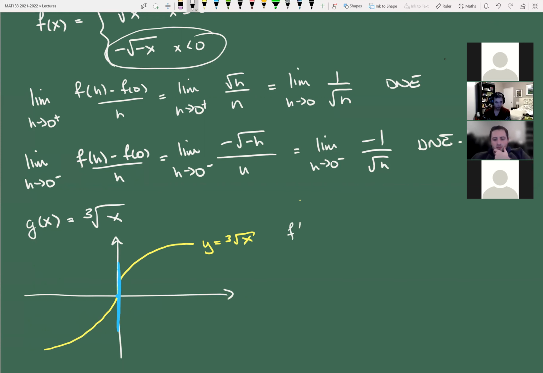If you actually do the limit definition of the derivative on this, we called it g. That's the limit as h goes to 0 of the cubed root of h over h, which is the limit as h goes to 0 of 1 over h to the 2/3. And that thing again does not exist, because it's 1 over something that goes to 0.